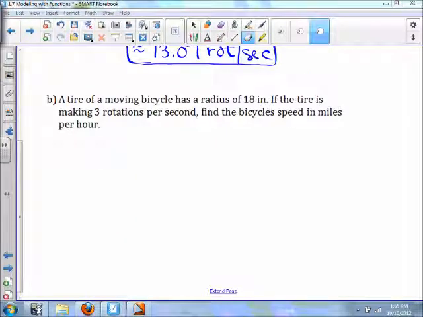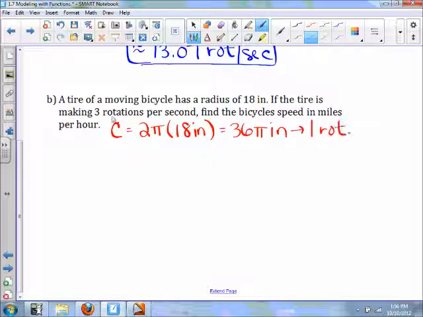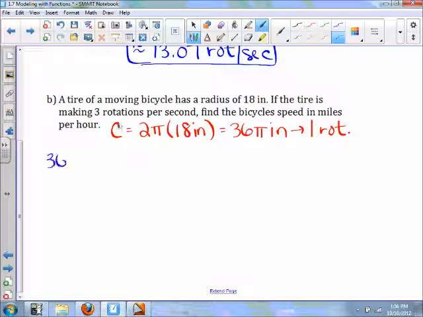Example 5b. A tire of a moving bicycle has a radius of 18 inches. If the tire is making 3 rotations per second, find the bicycle's speed in miles per hour. Now, what we have to find first, just like we did in the previous one, is the circumference of this tire. So it'd be 36 pi inches, and that's going to be 1 rotation. Now, we have to be careful here. We need to have inches on top, rotations on the bottom in this case. And you'll see why in just a little bit.